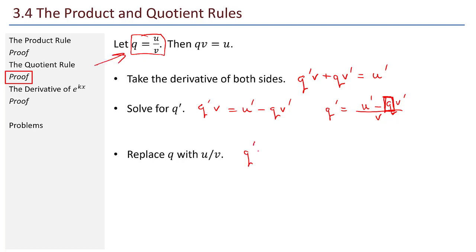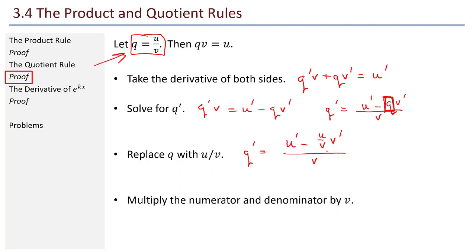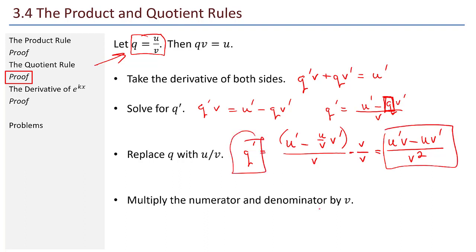Right? So q prime is u prime minus u over v times v prime over v, and then multiply the numerator and denominator by v. So if I go v over v like that, what do I end up with? It looks like, so I'll distribute that v on top, and I get u prime v minus u v prime all over v squared. Hey, and look at that. That is exactly the rule that I was looking for. That's my quotient rule.